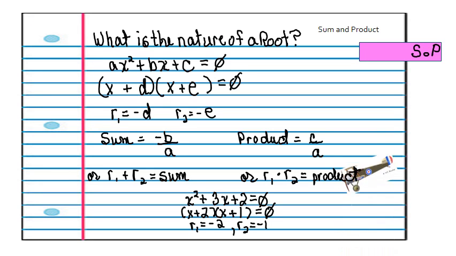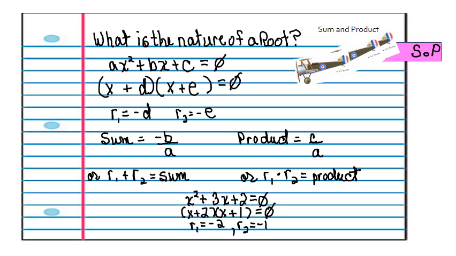What is the nature of a root? Well, the nature of the root is what happens with the discriminant. The negative b squared minus the 4ac tells us whether we're going to have two real answers, an irrational number that has a radical in it, or whether it's going to be imaginary.